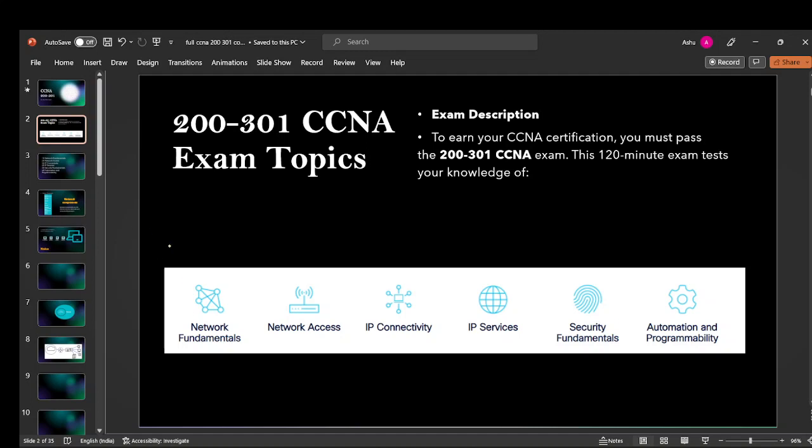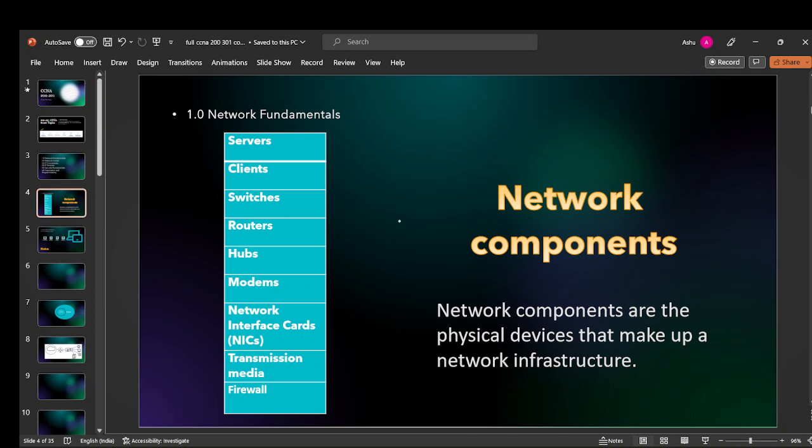In this module, we are focusing especially on this subsection. We have covered an important point about network components. This is a physical device which is used to make up a network infrastructure. For more information, we should revisit the previous videos, which are very helpful for network administrators and for CCNA students.